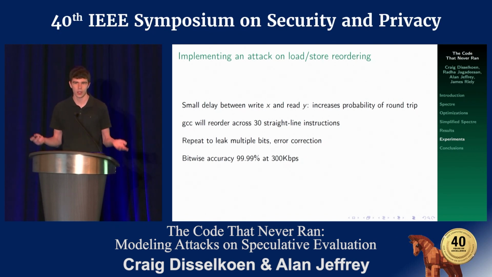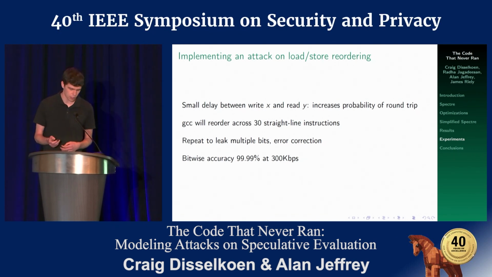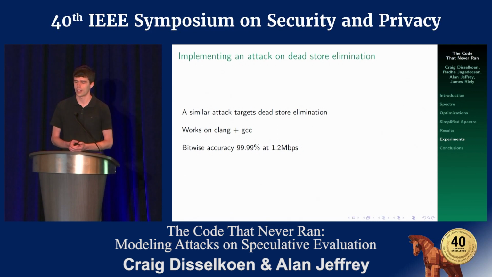Then we can repeat this attack to leak multiple bits of the secret and also to perform error correction. As a result, we can achieve a bitwise accuracy of 99.99% at 300K bits per second for this fictitious attack. We also implemented a similar attack on dead store elimination, which works against both Clang and GCC. For that attack, we achieve a bitwise accuracy of 99.99% at 1.2 megabits per second.